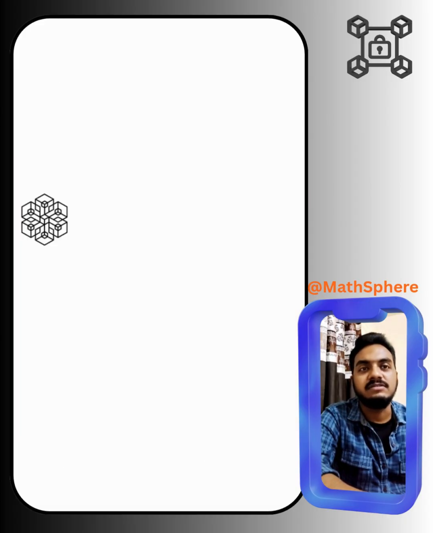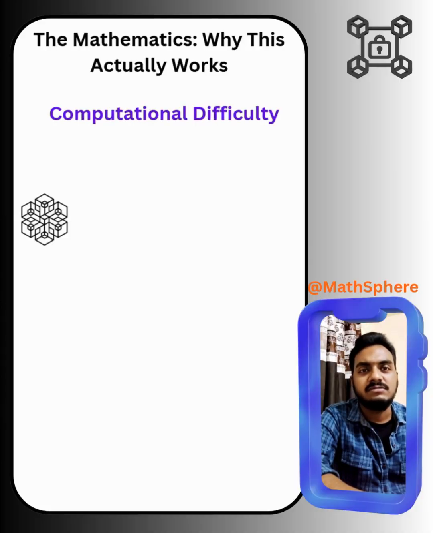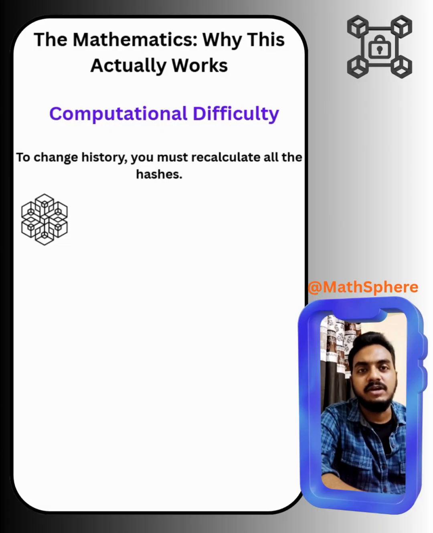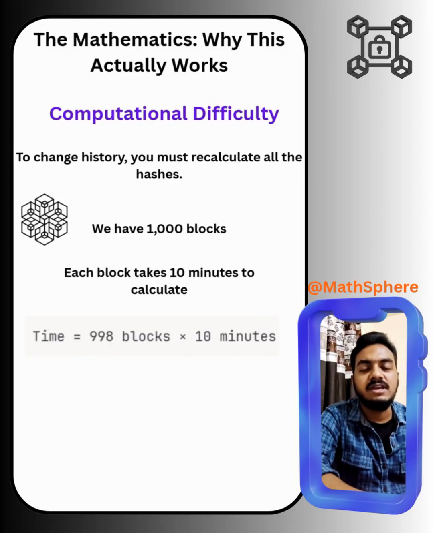The first problem is the computational difficulty. Let's say you have 1000 blocks, and we will learn in the upcoming video on crypto mining that each block takes about 10 minutes to calculate. You have to start rewriting history from block 2. So out of 1000 blocks, you will have to make change in 998 blocks, and each requires 10 minutes. So how much time do you need? You will need at least 7 days to do this correction.